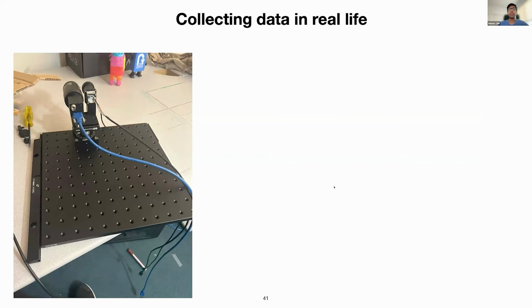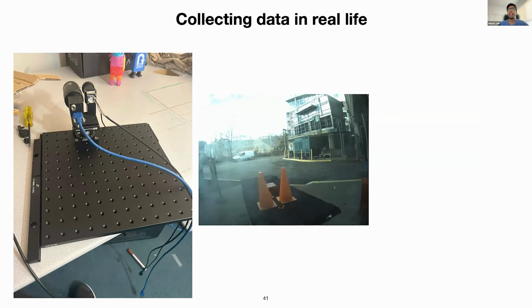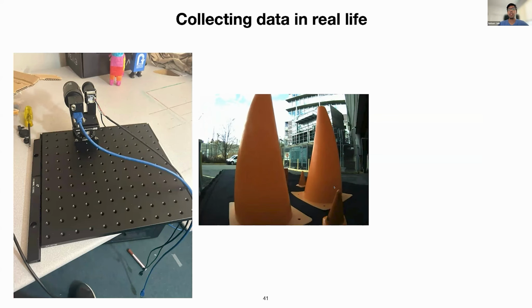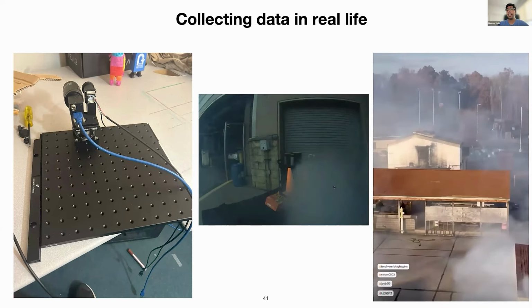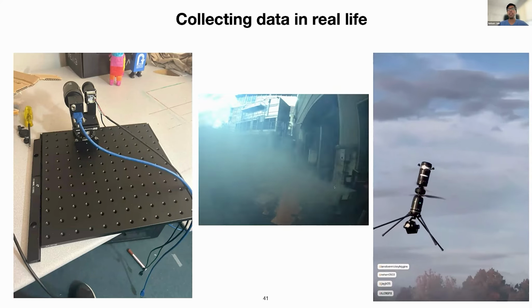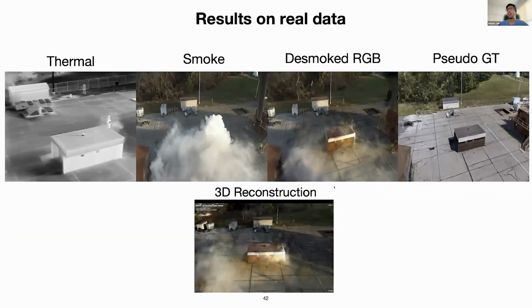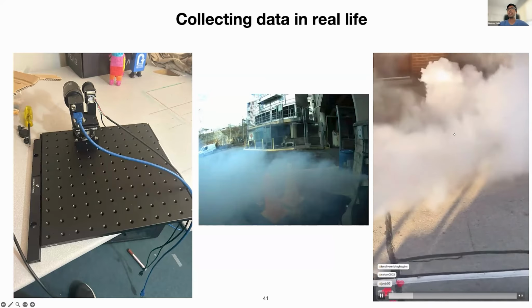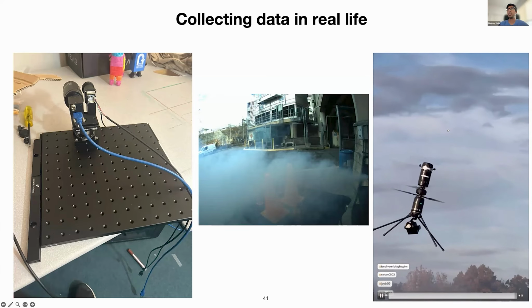But ultimately, we wanted to test our algorithm on real world data. And so to collect data in real life, we had a handheld setup. Through this setup, we could collect data on a smaller scale outside CMU campus. And we also had a testing site called Allegheny Fire County Academy. This was in collaboration with the local county's fire department. So we could use their testing site to set off some smoke bombs and collect data using a drone.